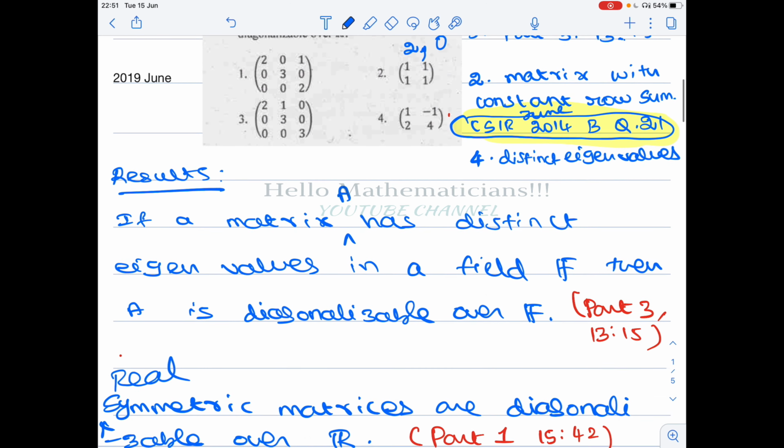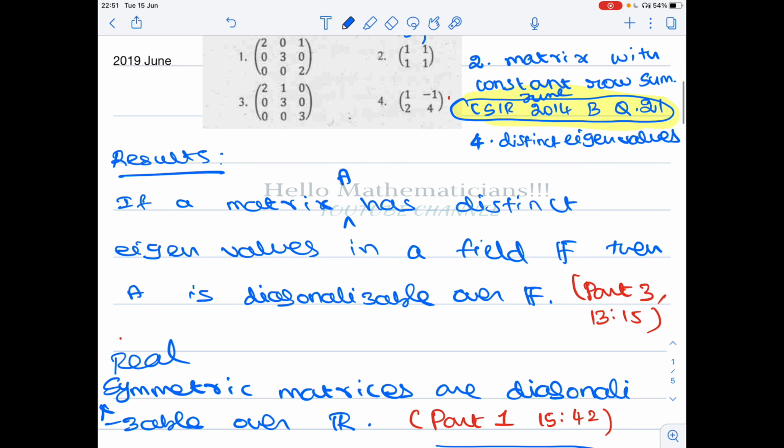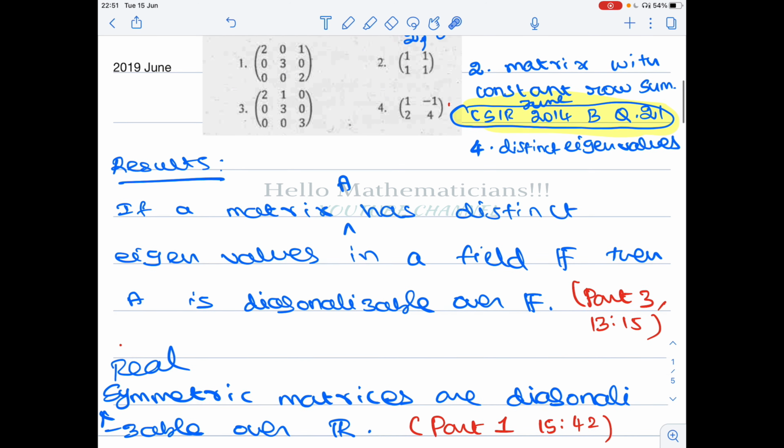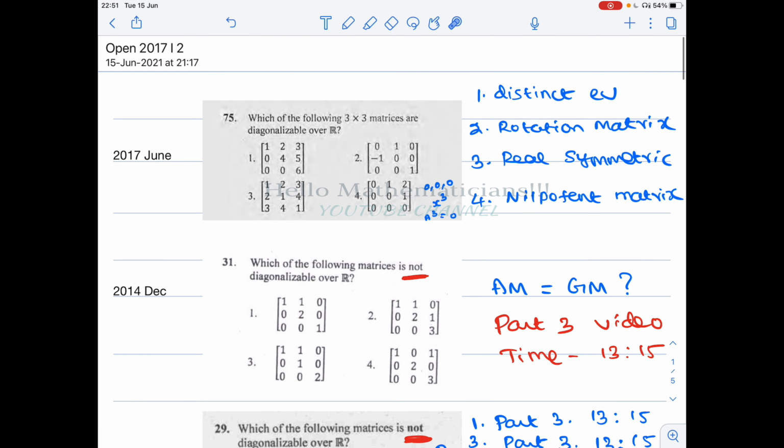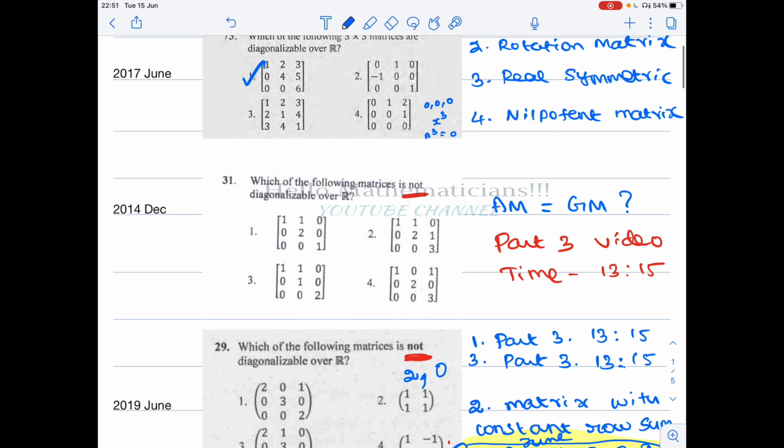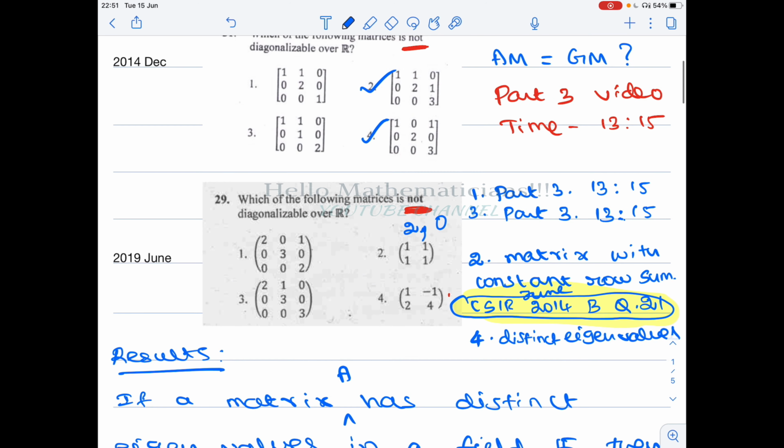Now if you go to the part 3 video at the time 13 minutes 15 seconds, there we have discussed matrices with distinct eigenvalues, and we have solved some similar problems also. Please have a look at it there. Since it has distinct eigenvalues, this matrix is diagonalizable. Similarly, this matrix also has distinct eigenvalues, and this matrix also has distinct eigenvalues.